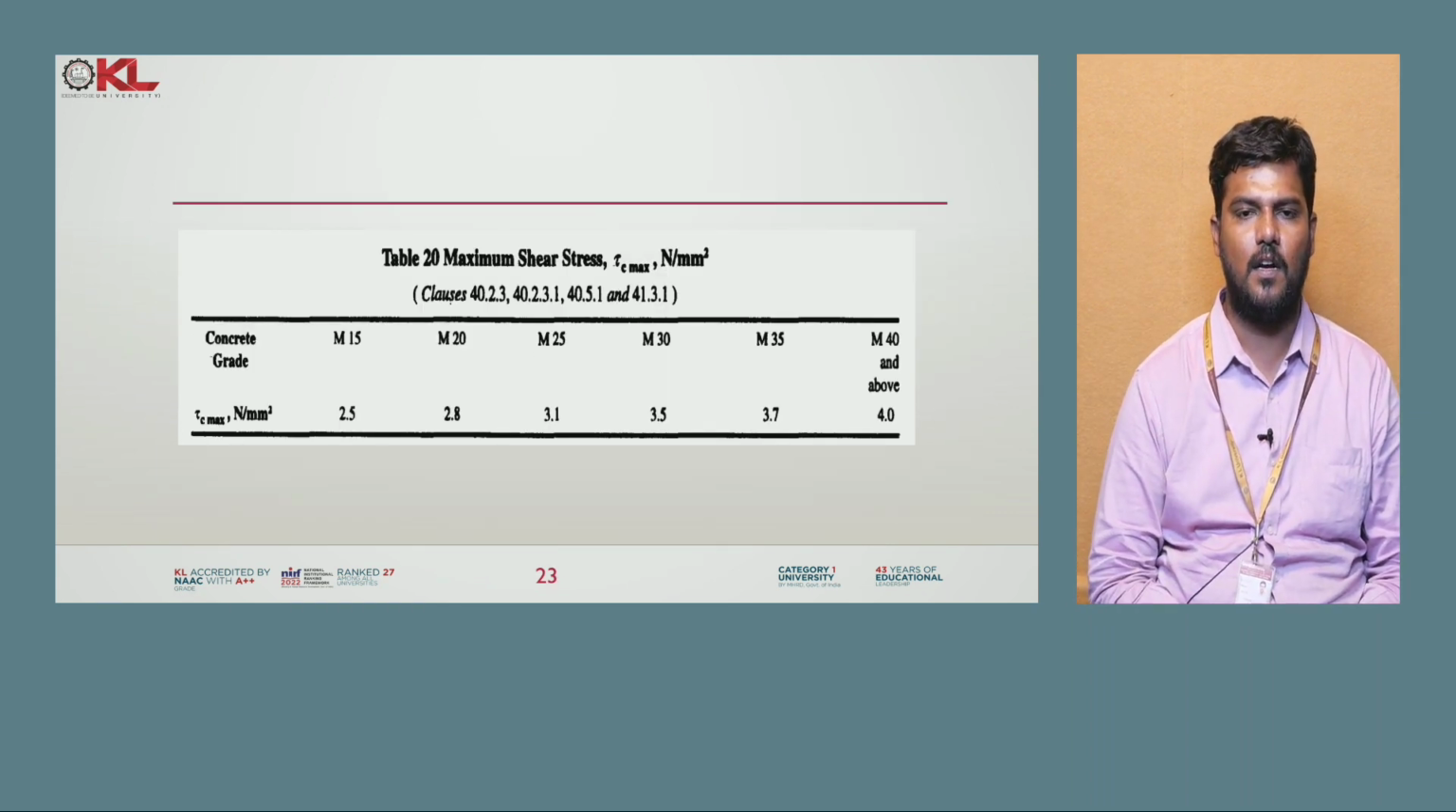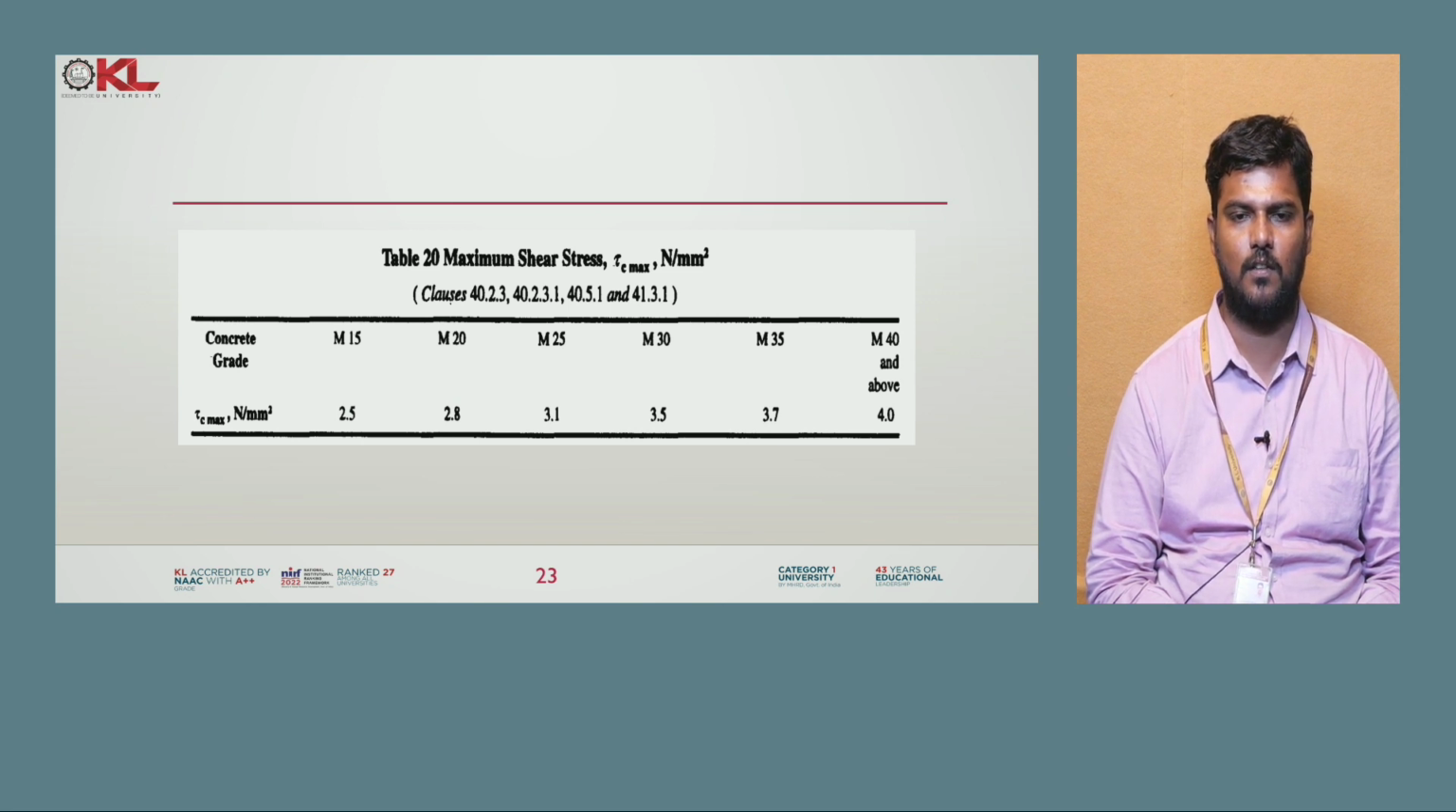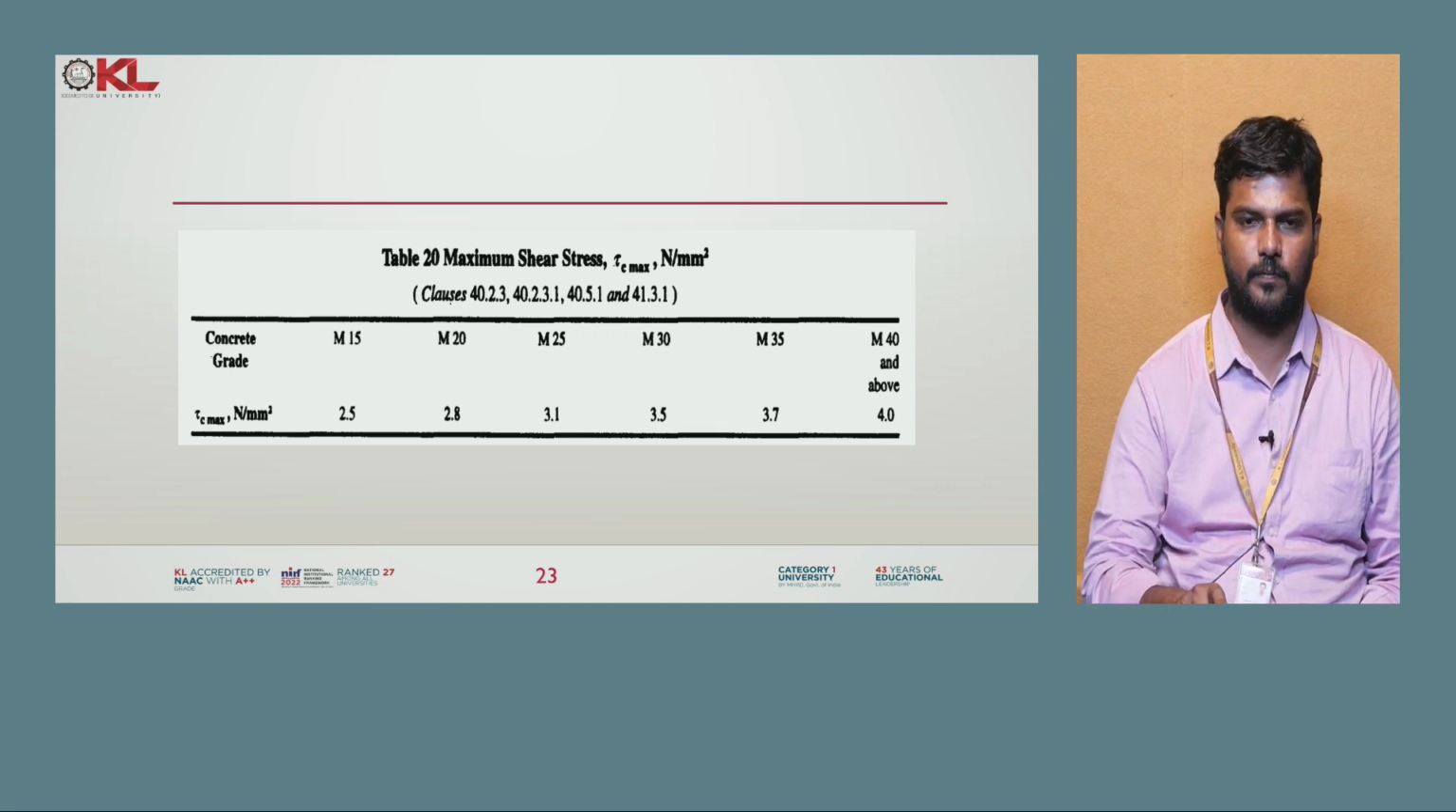Next, if you take the maximum shear stress tau c max, for M15 grade of concrete it is 2.5, for M20 it is 2.8, for M25 it is 3.1, for M30 it is 3.5, for M35 it is 3.7, for M40 it is 4 Newton per mm square.